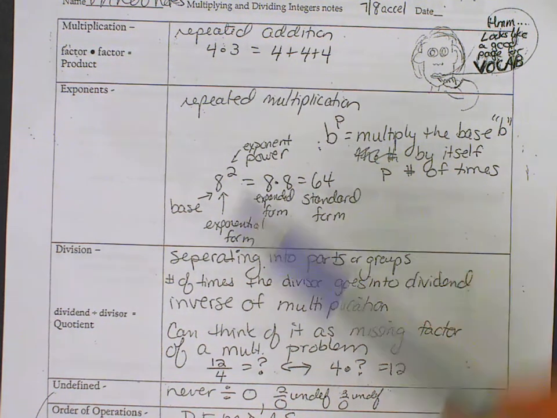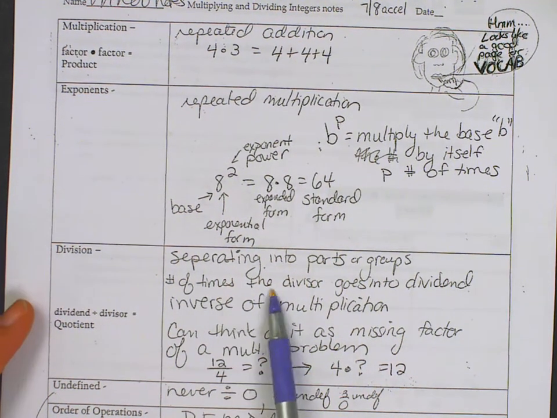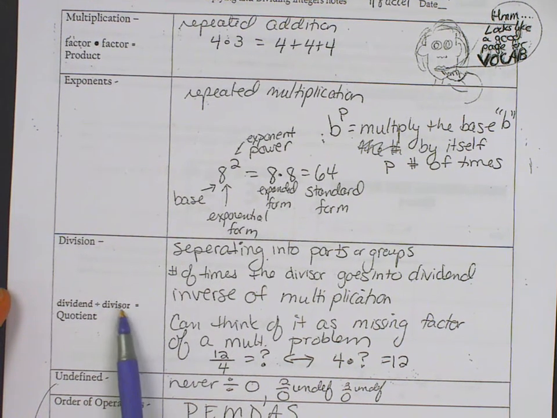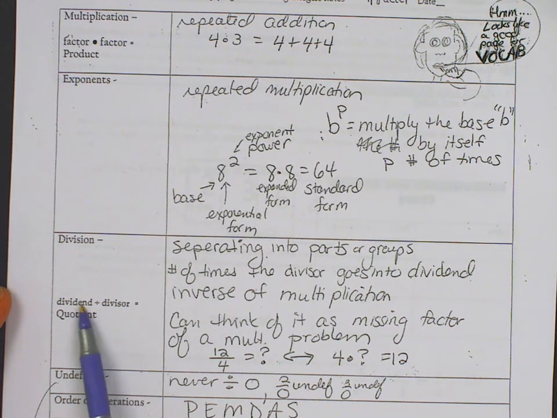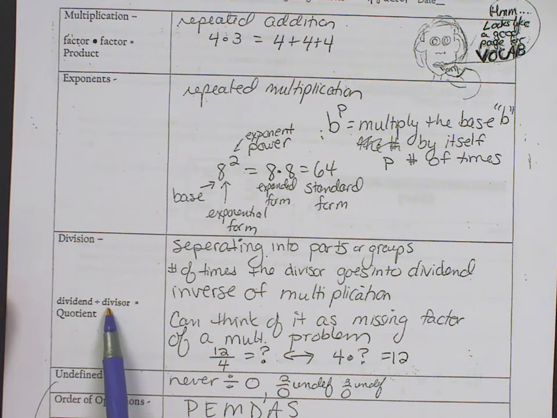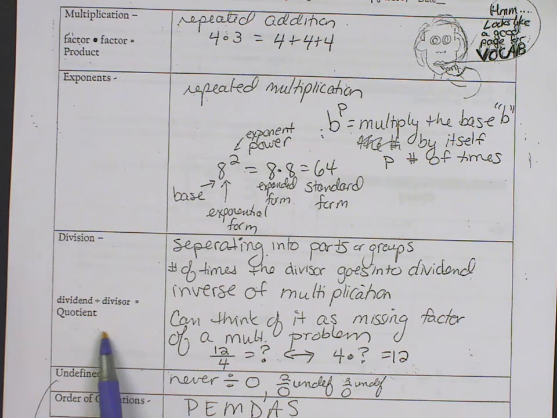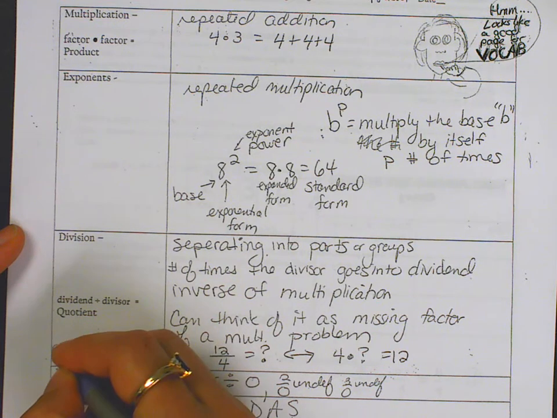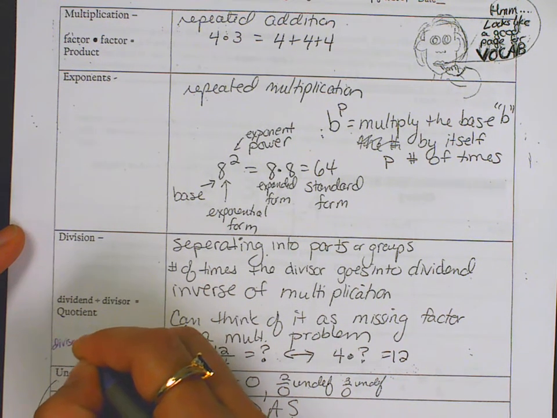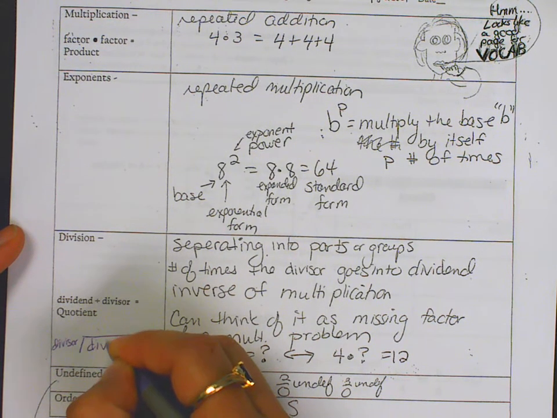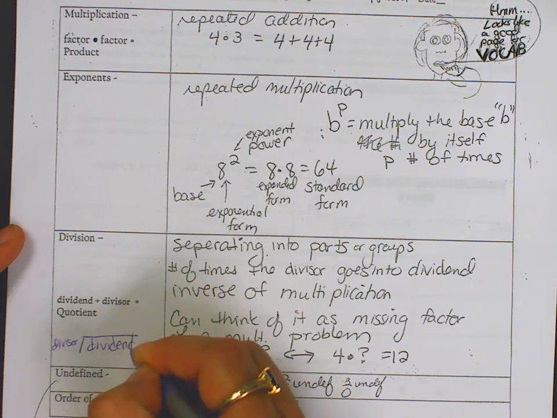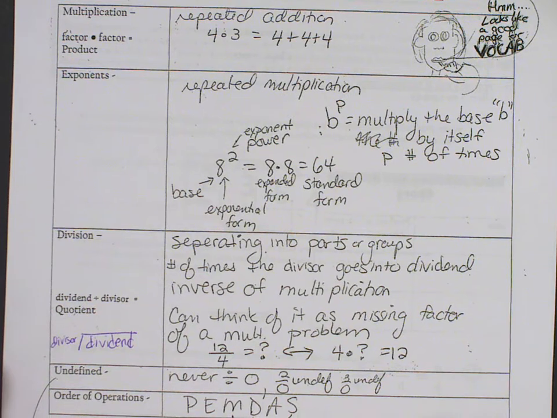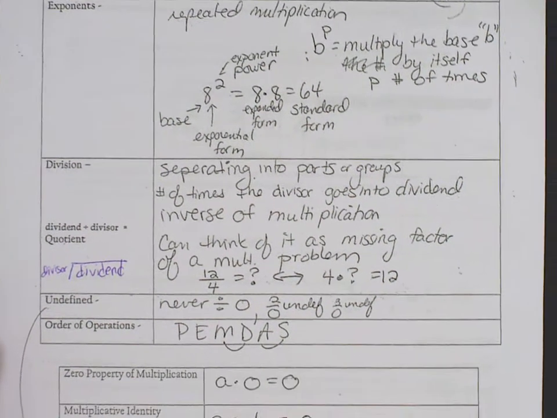Okay? Division is the separating of something into parts or groups. It is the number of times the divisor goes into the dividend. The dividend is in the numerator. The divisor is in the denominator, and when we did long division, the divisor knocks on the door. The dividend is inside the box. The answer to a division problem is the quotient. I can't even tell you how many vocab words we just did already.